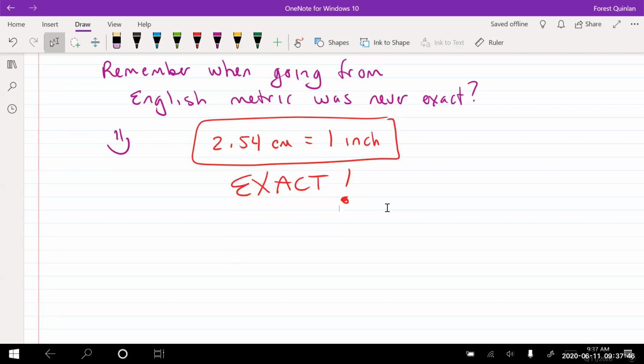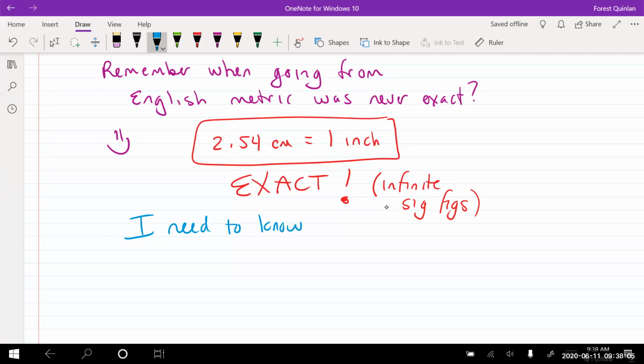Now, this thing right here, 2.54 centimeters is 1 inch, means it's exact. It means it has infinite sig figs. That's going to be important later. And also, I should point out, I need to know this.